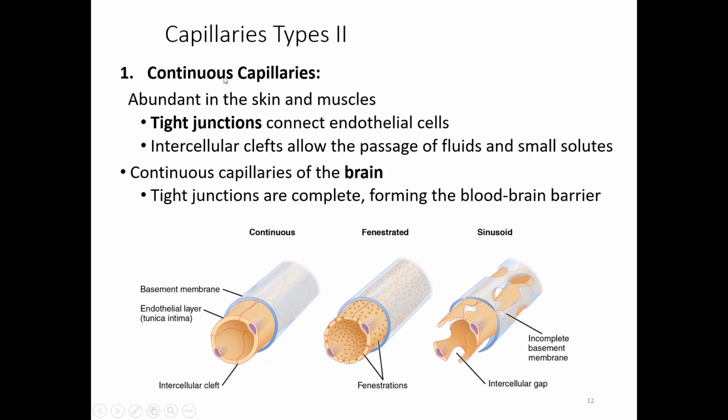Continuous capillaries. There are a lot of them in the skin, in the muscles, and also in the brain. Between the cells there are very tight connections, tight junctions. So substances can go only through the cells themselves, and those substances will be lipid soluble, usually small molecules. And the continuous capillaries of the brain create the blood-brain barrier.